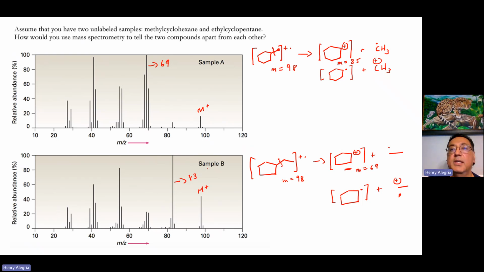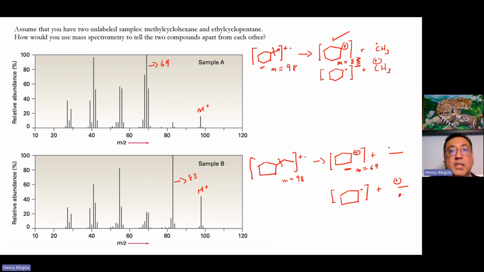So did I do the, yeah, right here I made a mistake. I can tell this is 83. 98 minus 15 is 83. All right, and that's it. We've solved the problem because we predicted that the methyl cyclohexane up here, its most abundant ion is likely to be this one, which has a mass of 83.